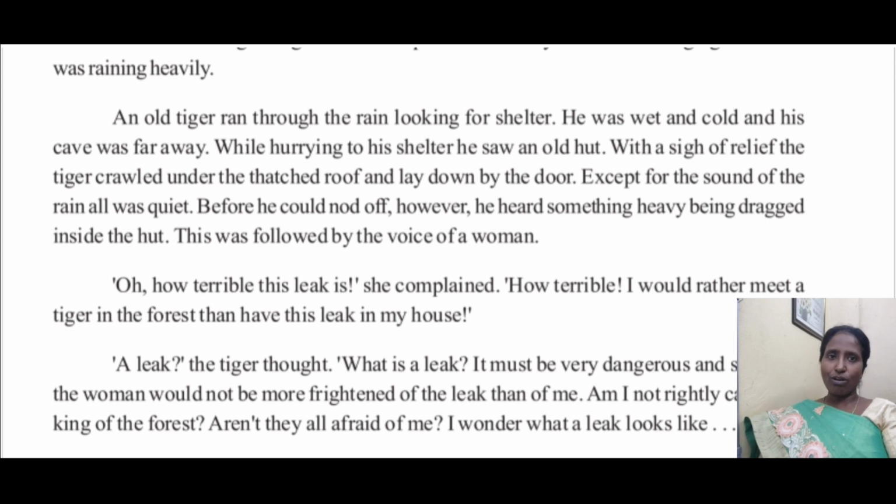The tiger crawled under the thatched roof. Thatched roof means the roof is made of dried leaves. Generally in the villages, if you see, the roof is made of dried grass, dried hay or dried leaves. That's called the thatched roof. And he lay down by the door. So this tiger went near the door and sat beside the door. Except for the sound of the rain, all was quiet. Everything was silent. Only the rain sound was coming.